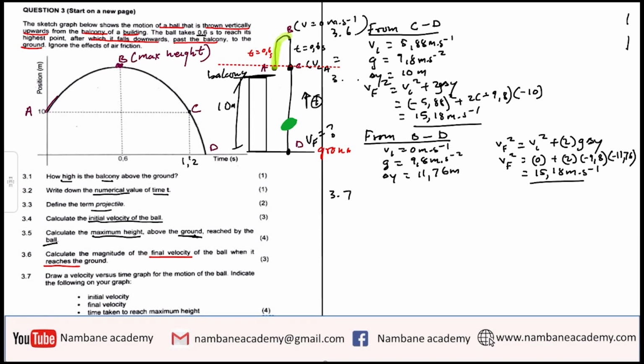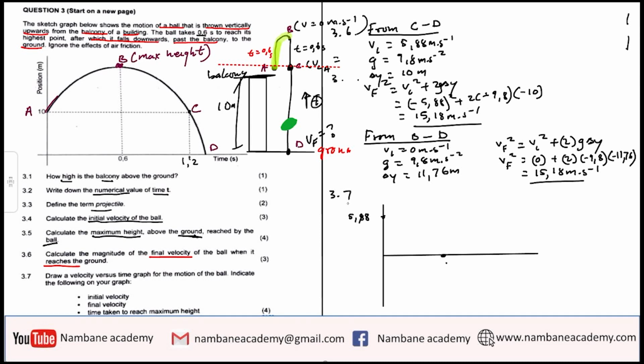Ladies and gentlemen, the last one is for us to draw the velocity versus time graph. And let's check what the examiners are asking and looking for. Very, very easy. We said it is positive there, 5.88, and then it took 0.6 seconds to reach the maximum height.